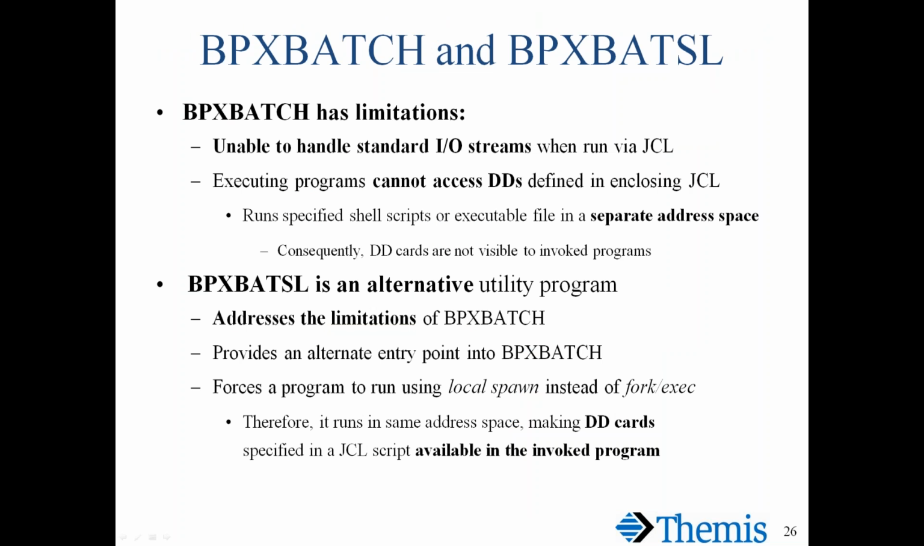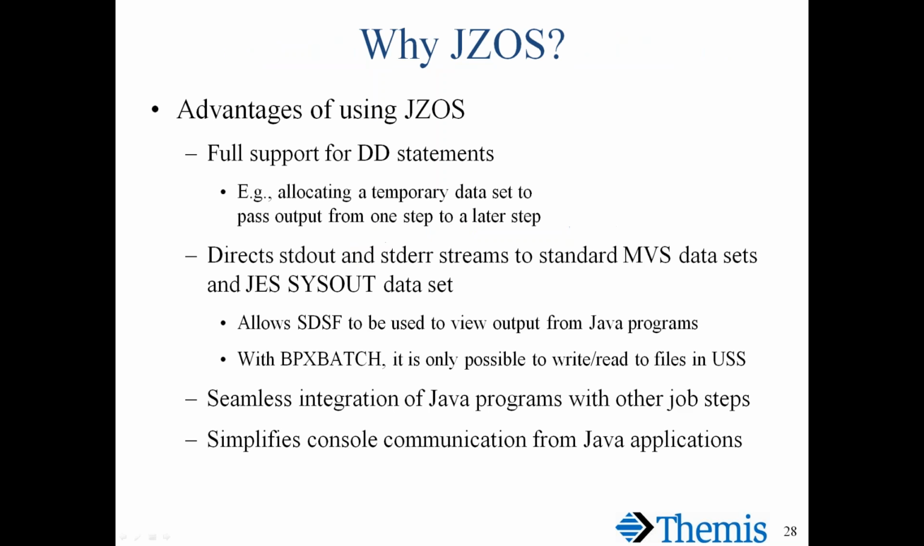BPXBATSL helps to get around these limitations of what kind of files you can access, and the DD cards. You're limited with BPXBATCH. You are running in a separate address space and the DD cards are not visible. BPXBATSL gets around that by running in a separate address space and making those DD cards available. We don't have a code example for that, but similar to BPXBATCH. Again, JZOS is the preferred, more modern approach. Full support for DD cards, ability to direct your output to standard MVS data sets, and use SDSF to view your job output and integrate your Java with other job steps as well.